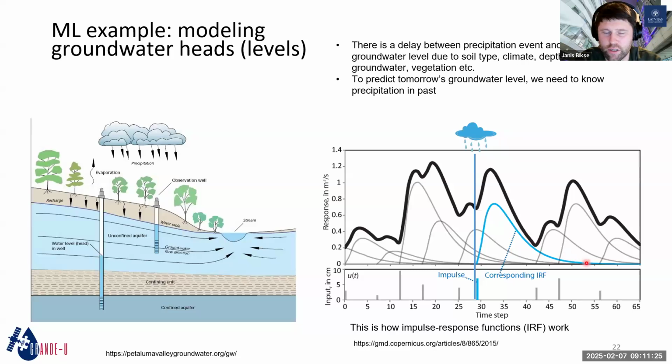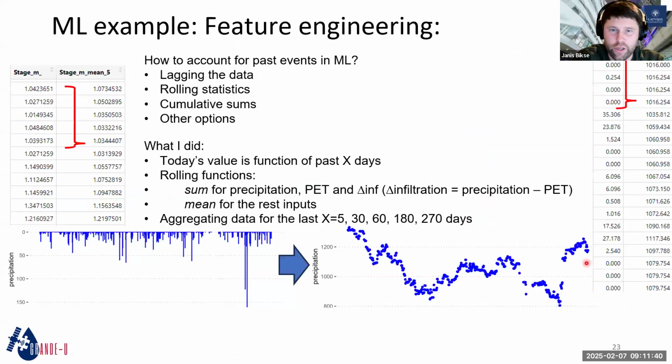It's basically like a function. And so in that case, it means that today's value of precipitation will not say much about the water level today. And that we could also see in the previous graph, and that's how to deal with that.